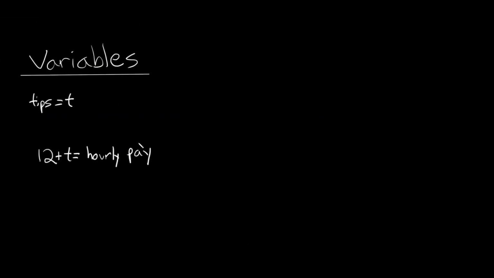Now that we have our expression here, let's try and solve for our hourly pay for specific hours. So let's say at lunchtime, 12 p.m., there's a lot of people in the restaurant, so we make $40 for that hour. So at 12 p.m., we earn $12 plus our $40 tip. So at 12 p.m., our pay is $52 for that hour.